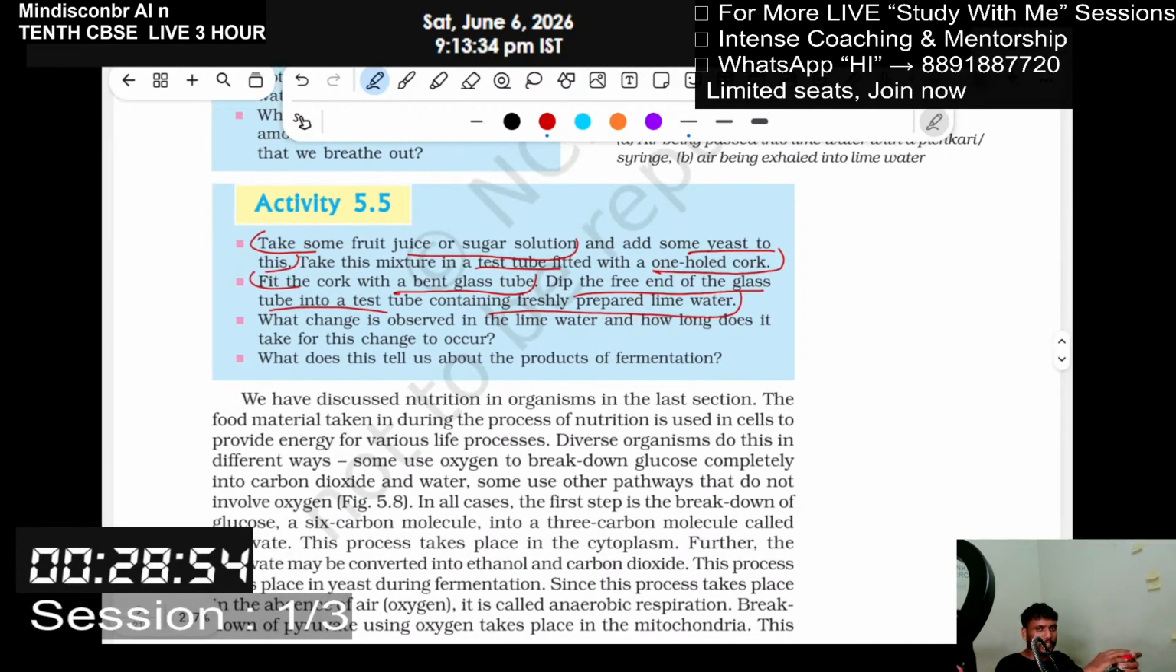We are taking the fruit juice in a test tube and we are adding a little yeast. Then we are closing the test tube with a cork with a little opening at the top, and we are inserting a bent glass tube through that cork and connecting it to another beaker containing lime water. The figure.